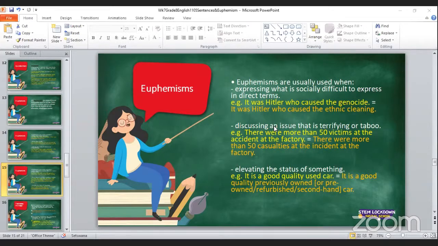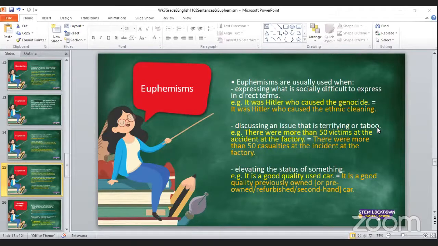Okay, another use. Sometimes we use euphemisms to discuss an issue that is terrifying or taboo. You know that in every religion, in every socio-economic status, there are certain issues which are considered terrifying or taboo. And there are many of them.